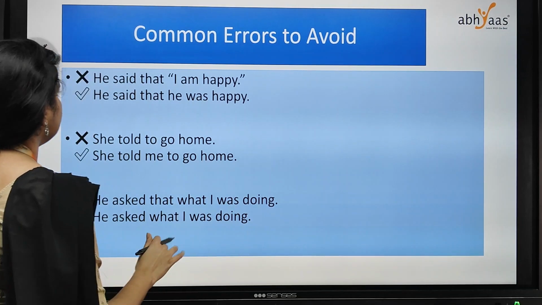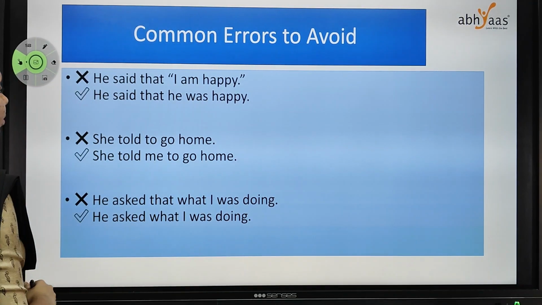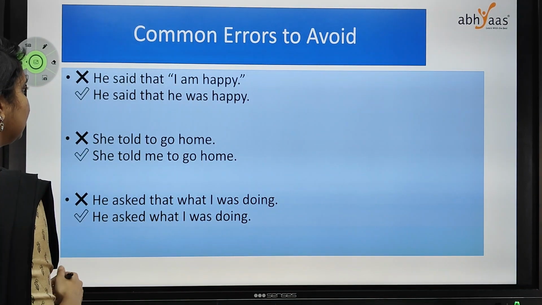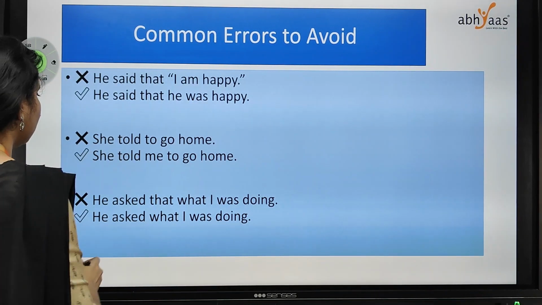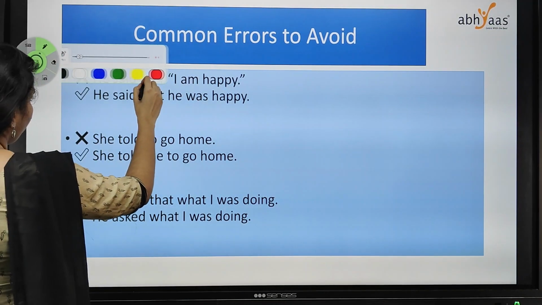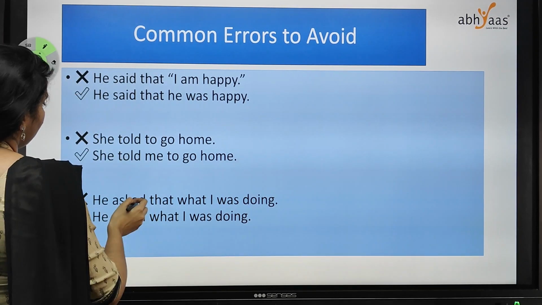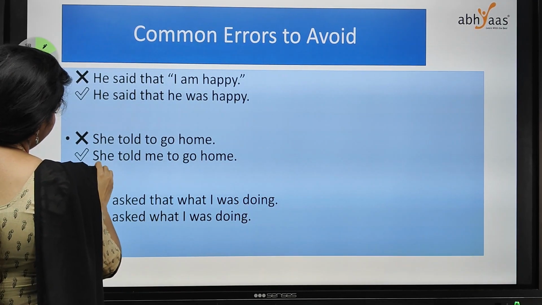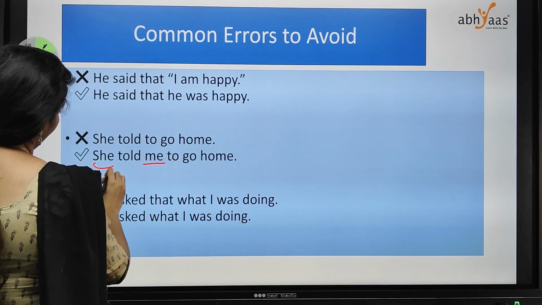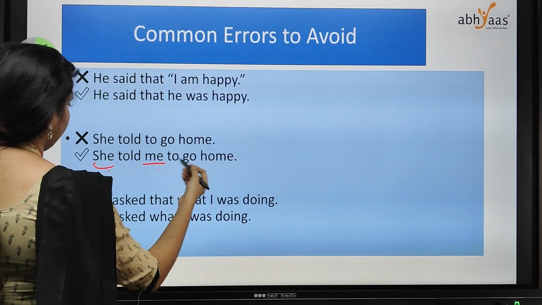Now, let's see some common errors. He said that I am happy. He said that he was happy. She told to go. Generally, told to would only be used in orders. Whenever you use told, there should be a speaker and a listener. So she told me, speaker and listener, me to go home.